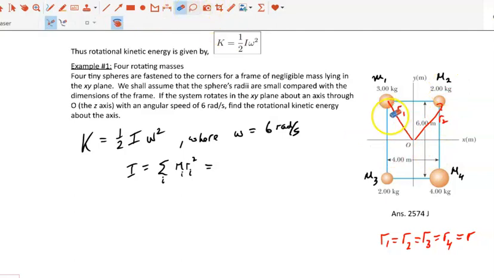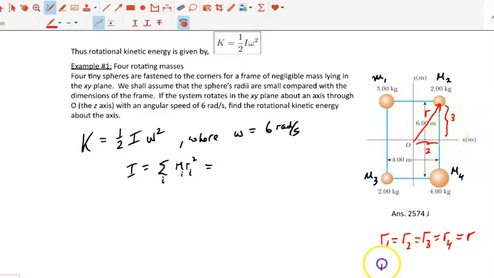You can see there's a little triangle in here. Maybe I'll erase some of the picture here, but to find this distance R, you can see that this height is 3, half of 6, and this length over here is half of 4, which is 2. So R is, using the Pythagorean theorem, the square root of 3 squared plus 2 squared.